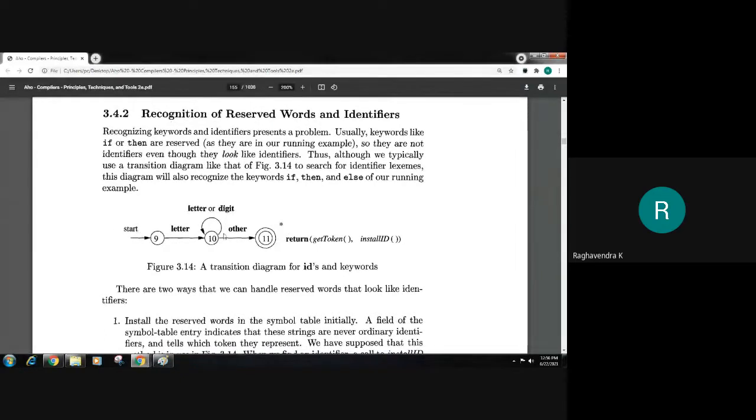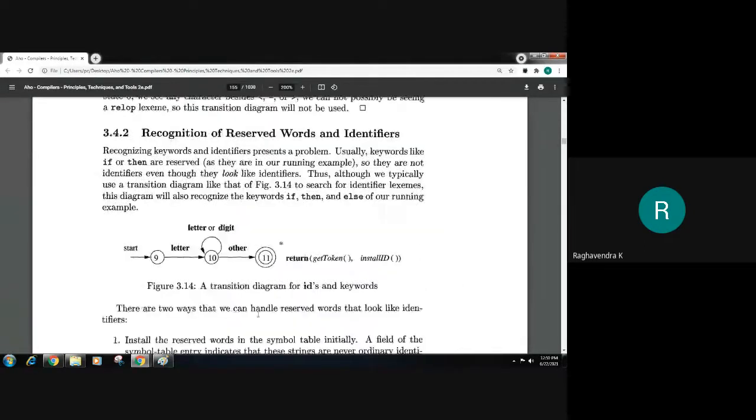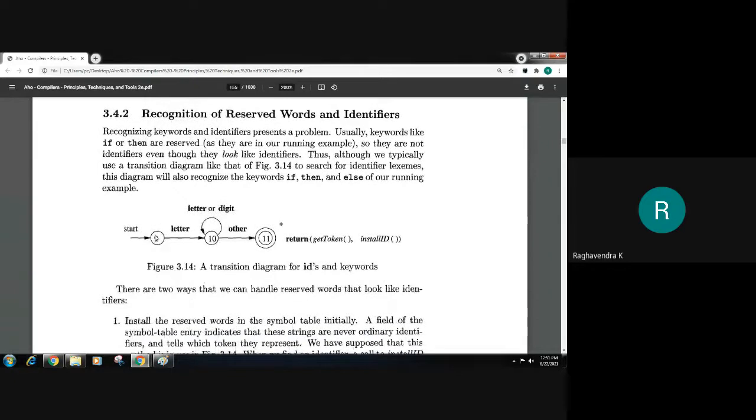So this is for what? This is for the identifier, right? We'll assume that the state numbers are a continuation of this. Previously for the relational operator, we had 8 states, so obviously we'll continue with 9. From the start state, I can see either a letter or digit any number of times, so we'll stay in 10 till that. And if I see anything else, like a semicolon or a space or anything like that, then I know that I have seen an identifier.